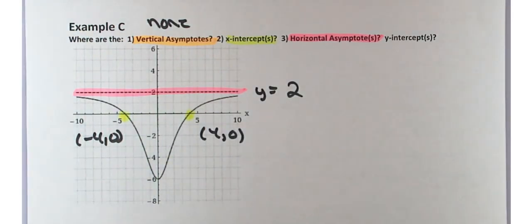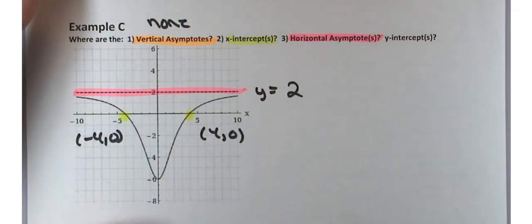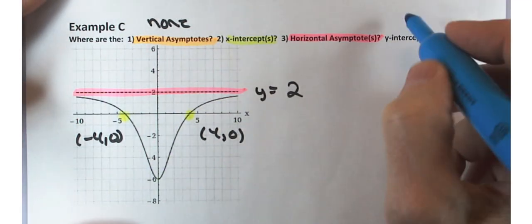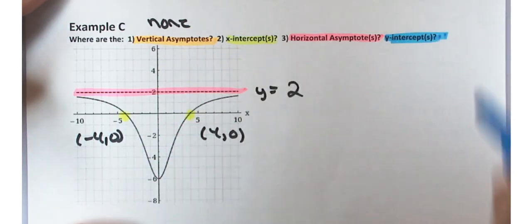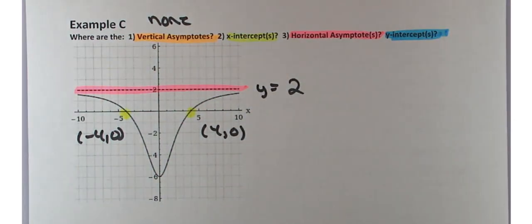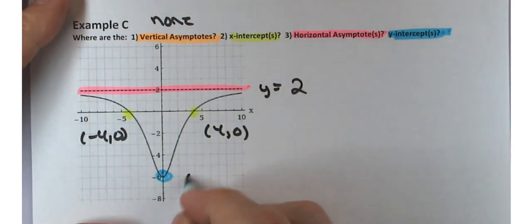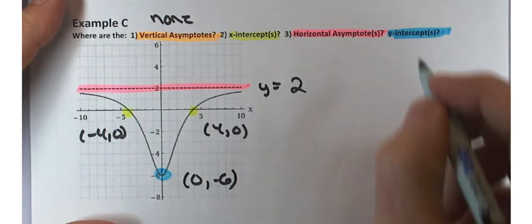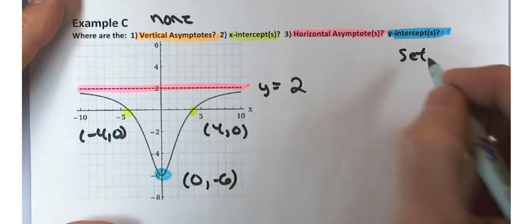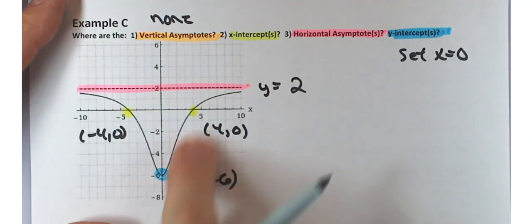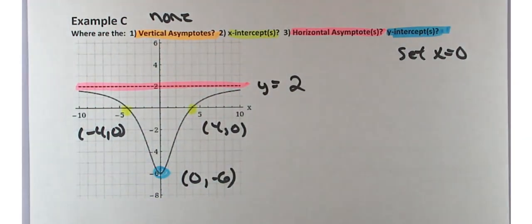Does it have a y-intercept? What's our y-intercept here? Yeah, negative 6. So 0, negative 6. And again, you would find that by setting x equal to 0. X equals 0 will tell you where this graph crosses the y-axis. Nice, nice.